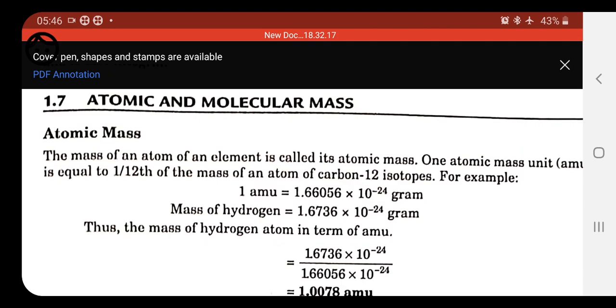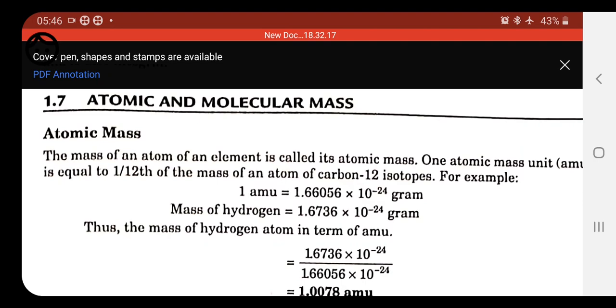And earlier, because scientists did not have any type of apparatus or instrument, they were measuring the mass of any element on the basis of some element which they had taken as a standard unit. So carbon 12 is taken as the standard unit for measuring the mass of all the elements that people were getting in those days.